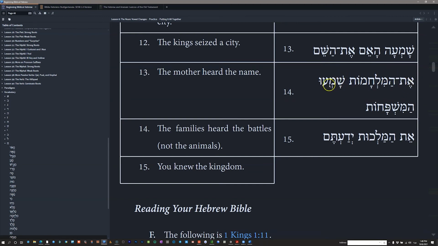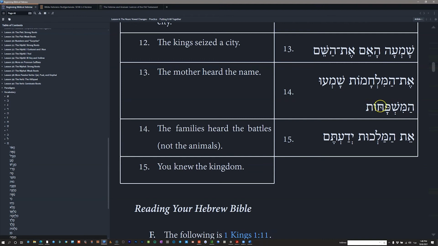Next we go to shama'u. This is our verb. 3CP, indicated by the shureq. Shama means he heard. Shama'u would mean they heard. And then we have a noun. Well, I guess we're not going to decide that yet. We have a word that starts with a hey. This might be a definite article. We take off the hey, patach dagesh, and we should be left with a Hebrew word that we recognize.